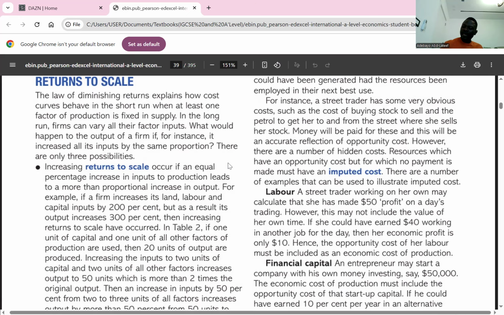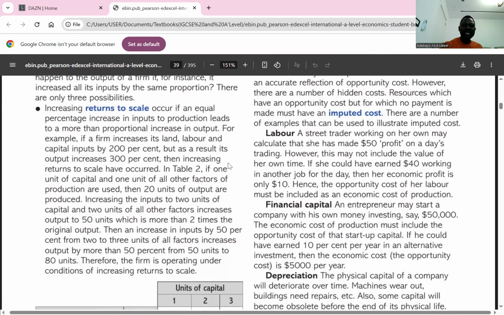The first one is increasing returns to scale. Why do we call it increasing returns to scale? We call it increasing returns to scale because the output increased more proportionately than the input. That means the more we increase our inputs, the more it gives us more than proportionate output. That is increasing returns to scale.